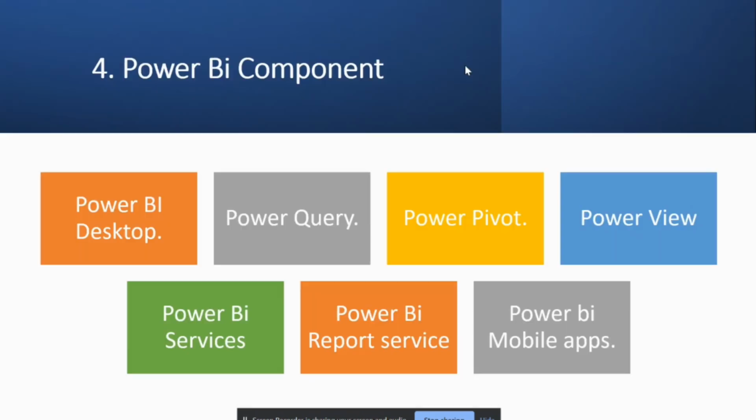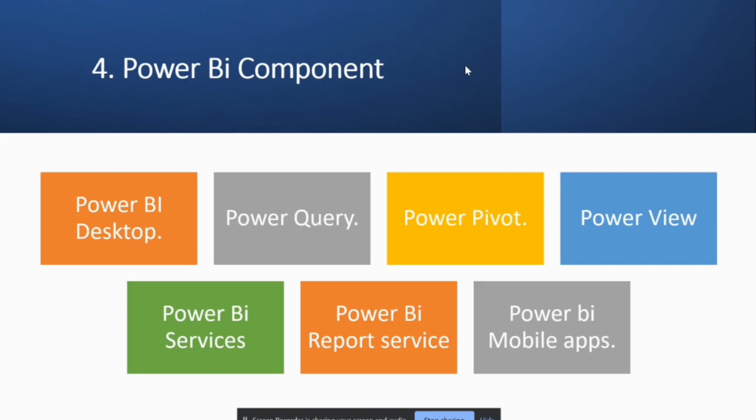So what are the basic components of Power BI? Power BI Desktop, that is a free version, where we develop all kinds of visualizations. Then Power Query, it's also a part of Power BI Desktop. Here we perform the ETL, extract transform load. So whenever you load the data and click on transform, it goes to the Power Query editor, and there we transform the data, we clean the data.